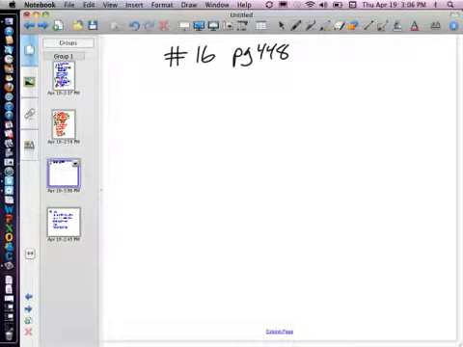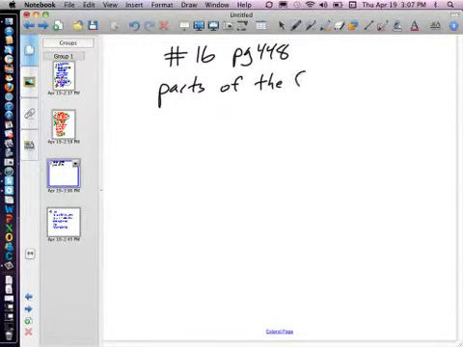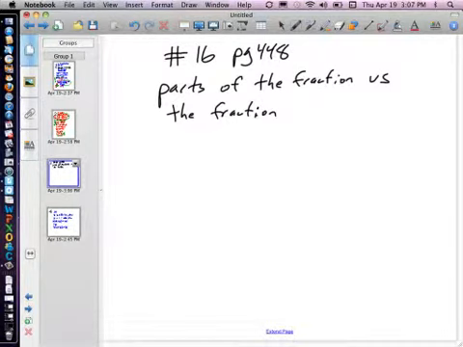Okay, just like in the first problem where I talked about the number versus the digit, here we're going to talk about, sometimes they're talking about the parts of the fraction. Sometimes they're talking about the fraction. A common mistake for students to make in this section is to write a fraction when the problem is just talking about the numerator.